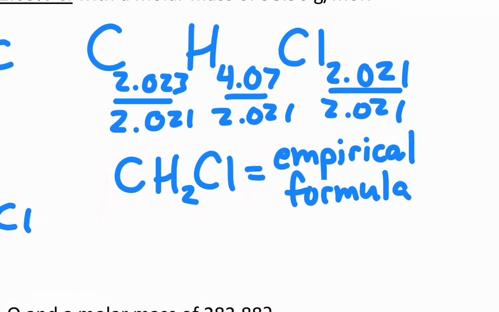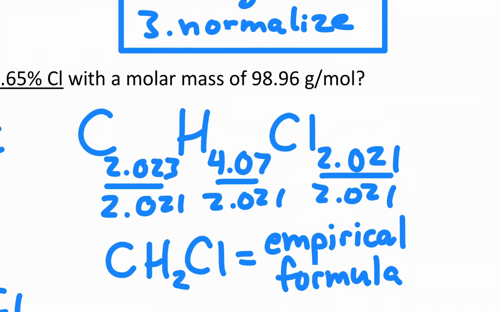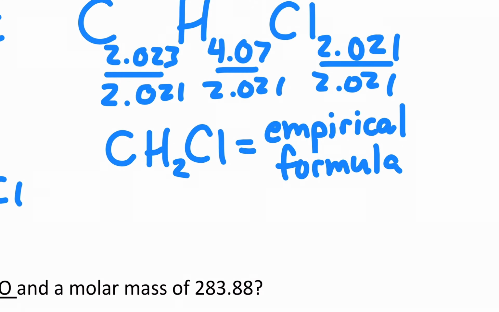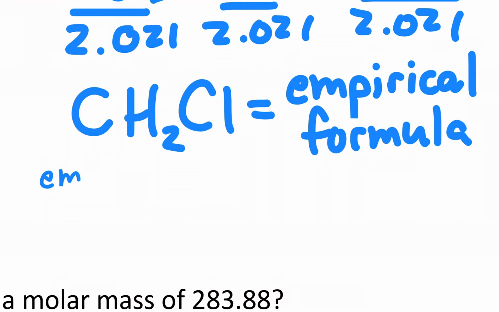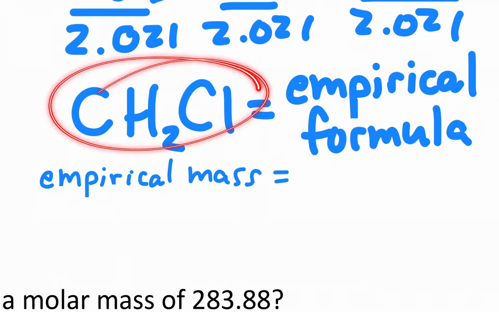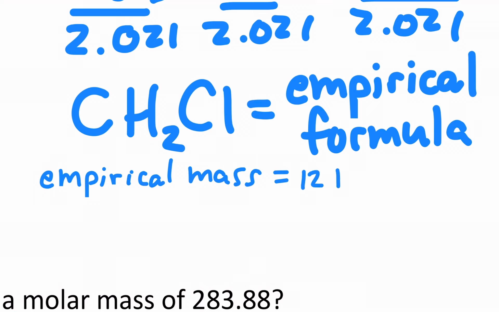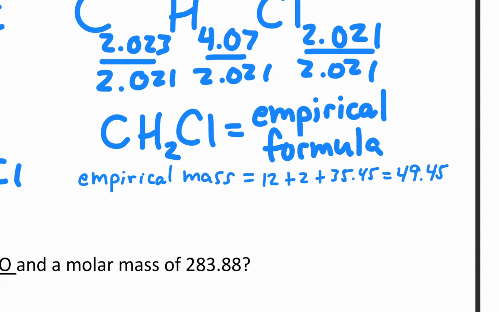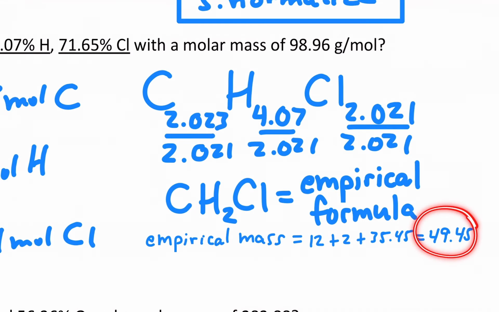However, they gave us one more thing. They gave us the molar mass. The molar mass is just under 99. So we can actually get what's called an empirical mass and compare it. The empirical mass is simply the weight of the empirical formula. So that would be the carbon, 12, plus 2 for the hydrogen, plus 35.45 for the chlorine, and I get 49.45.